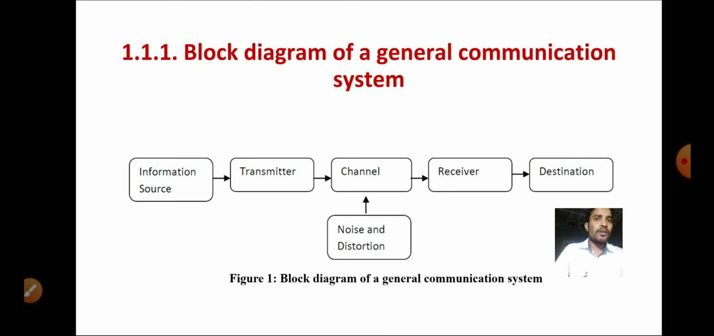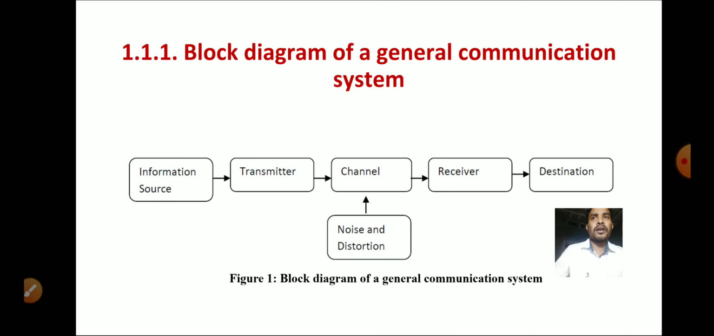And noise is nothing but the unwanted signals that are mixed up with the message signals, and distortion is added in the communication channel. There are basically 2 types of noise. One is man-made and another is natural. When the noise is created by man, it is called man-made noise, and when the noise is created by nature, that noise is called natural noise.